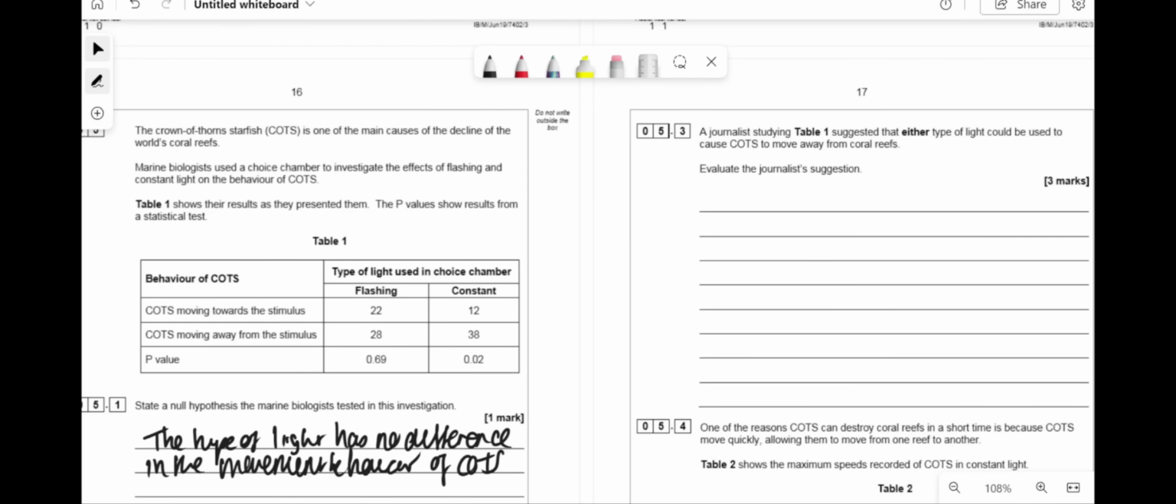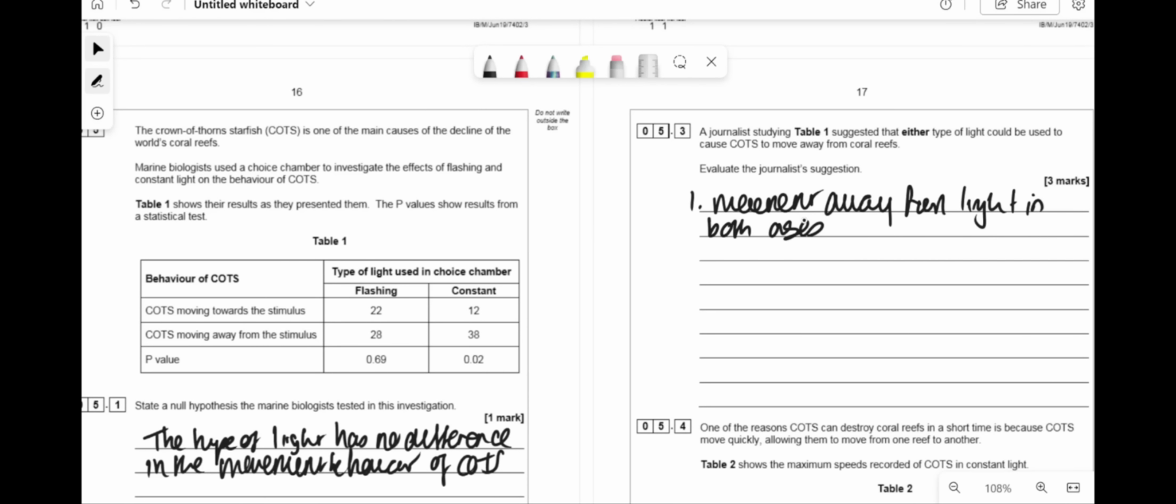So if we look here, in flashing, 28 out of 50 move away from the stimulus and 30 out of 50 move away from the stimulus. So it's higher in both. So again, it says evaluate, so you need to say things that support. So there's movement away from the light in both cases. However, there's a p-value here, so you've got to talk about that.